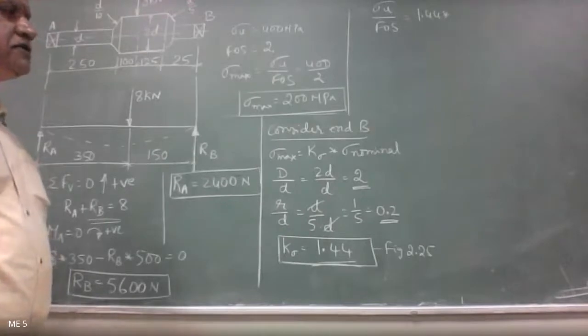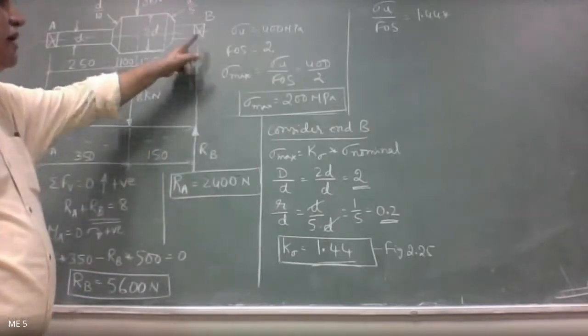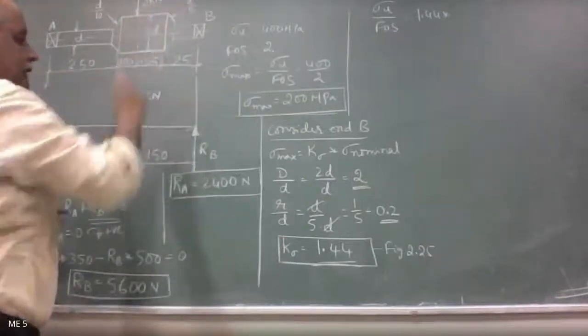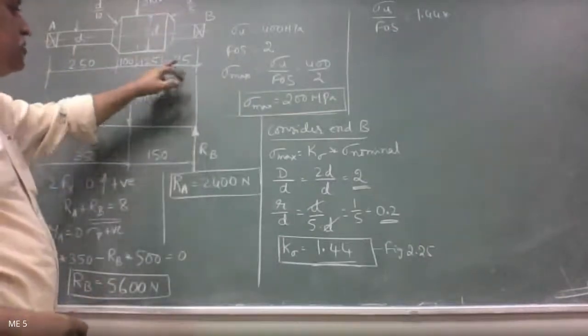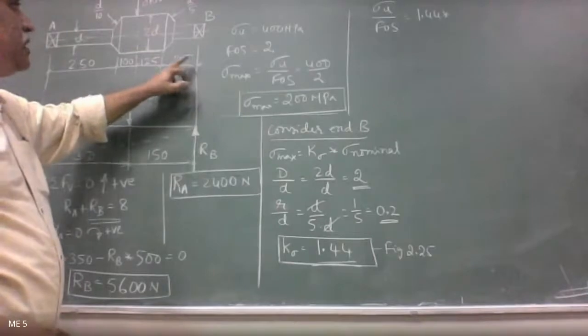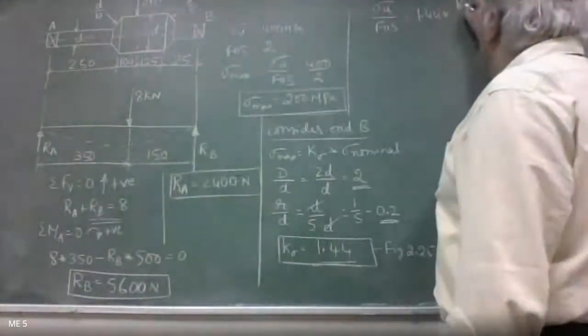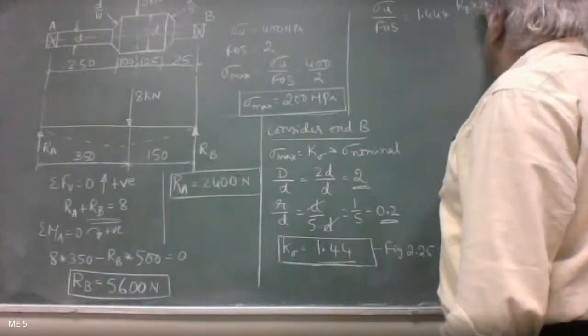So we won't consider 8 kilonewton. Yeah, we will take it up later, next step. Okay, first we are with end B over there. So with reference to end B and the shaft over here, it is RB into 25. Correct? So therefore the bending moment is RB into 25.